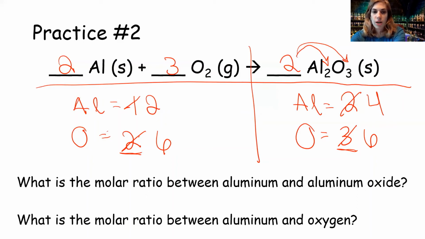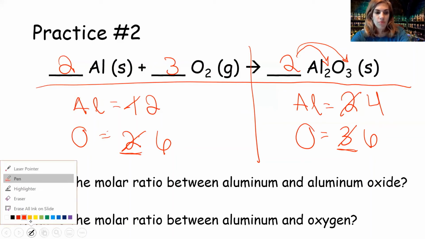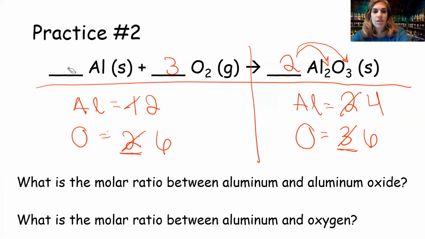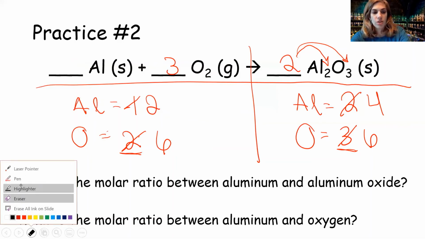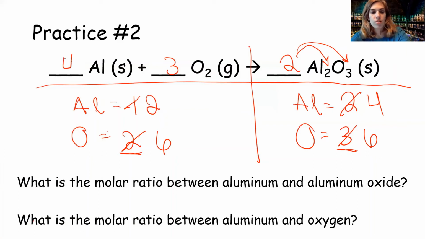So we have 4 aluminums. So what I need to do now is go back and update my aluminum for my reactants. So I'm going to erase this and I'm going to put 4 aluminum there. And I did that so that you can see that it's a trial and error process. There is no set way to balance. We just need to keep on adjusting.